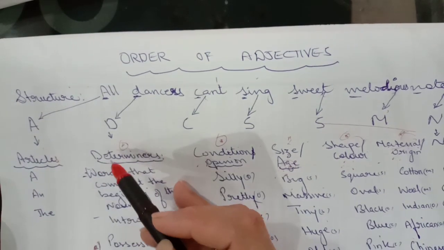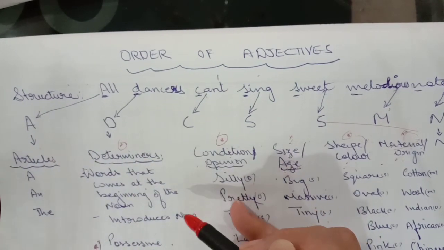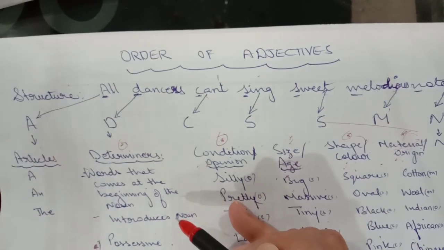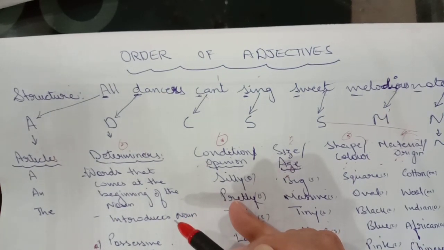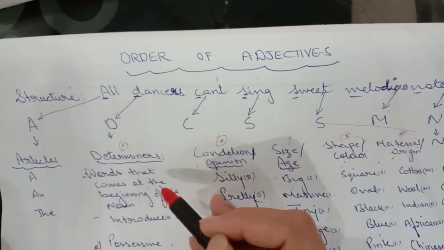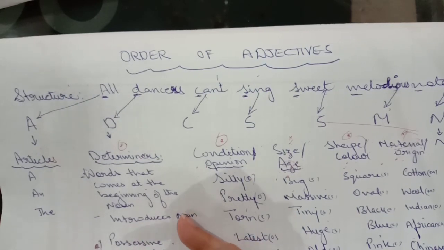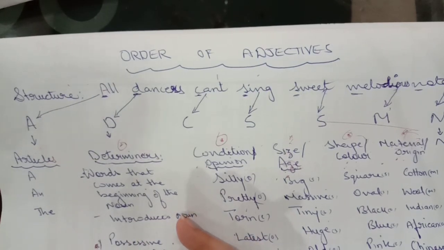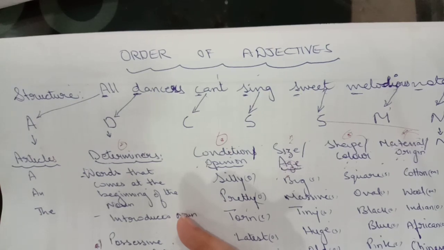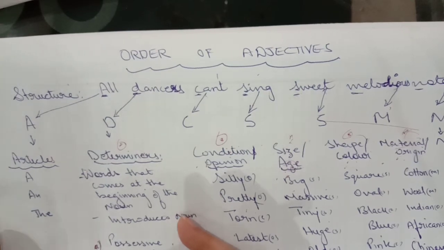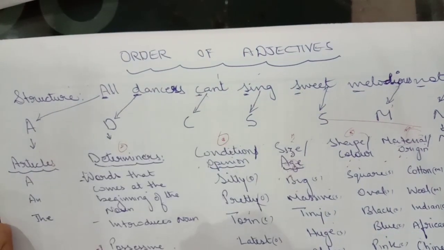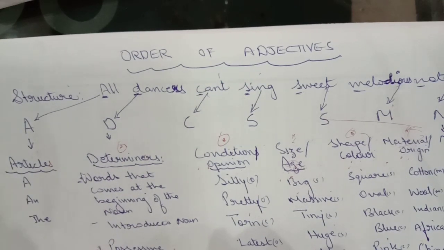Is it clear? What are determiners? Determiners are a word that comes before a noun to show how the noun is being used. How the noun is being used is known as determiners. There are 4 types of determiners: possessive, demonstrative, quantifiers, and articles. So I told you articles, they are also part of determiners. But at the first position, when you're describing, articles should come first.